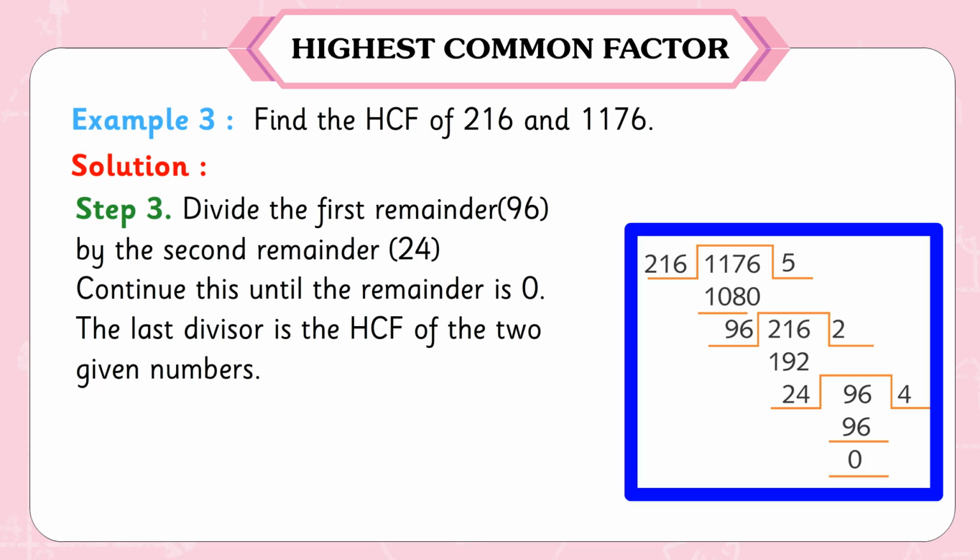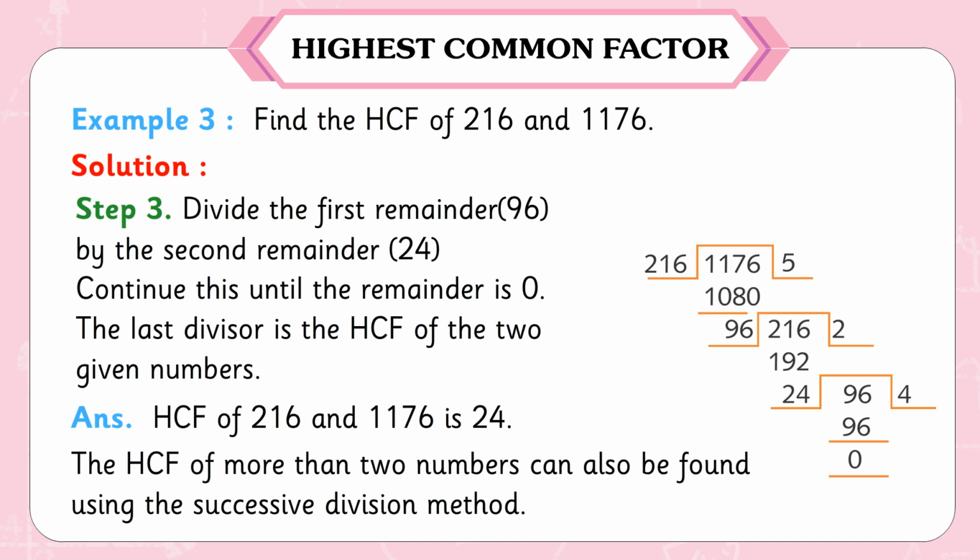1176 divided by 216. 5, 1080. 216, 96, 2, 192. 96, 24, 4, 96, 0. The HCF of more than two numbers can also be found using the successive division method.